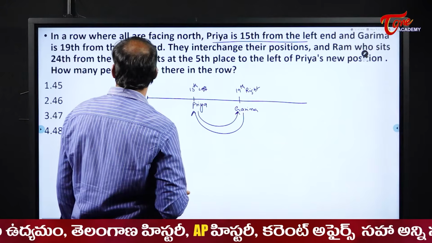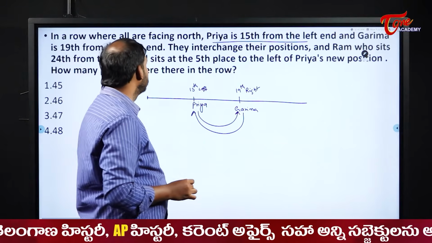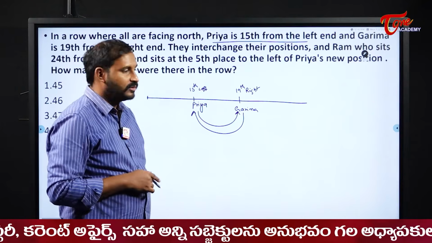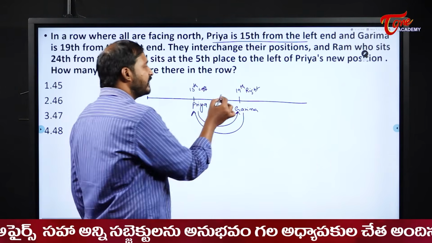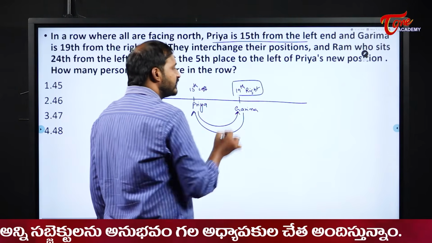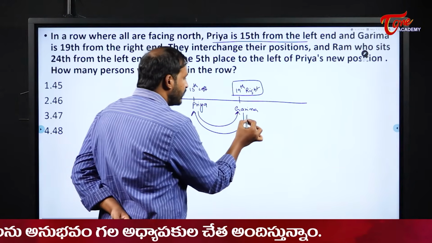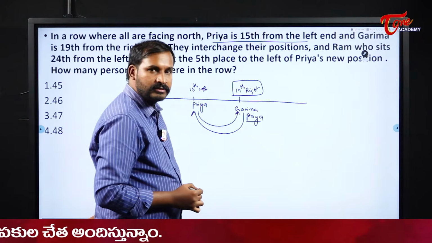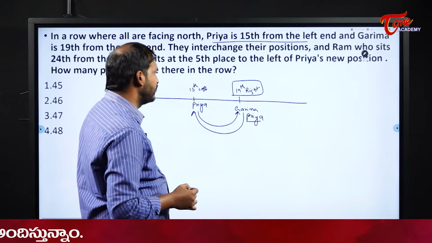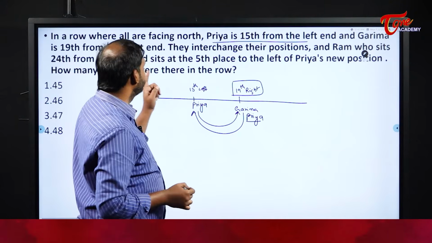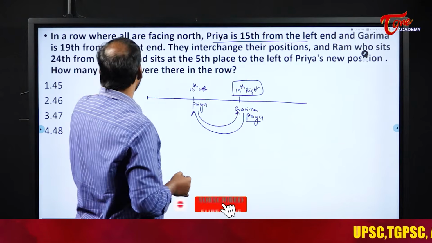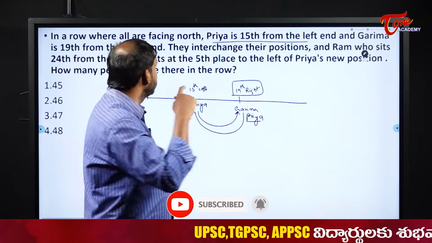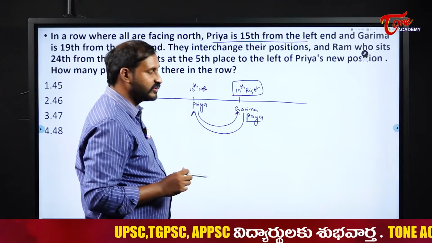And Ram, who sits 24th from the left hand, sits at the 5th place to the left of Priya's new position. Okay. Now Priya came to this position, right? What is it? 19th from right. Now Priya came to this position. Okay, good, superb. Now Priya is here. Okay, this is what? 19th from the right. Now Ram, who sits 24th from the left end of the row. Ram is sitting 24th from the left hand, right? He sits 5th place to the left of Priya's new position.